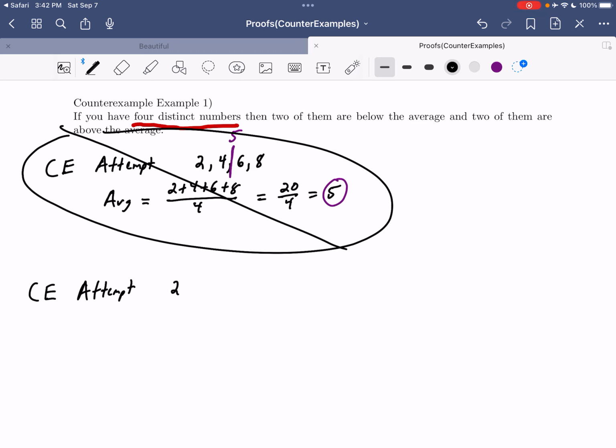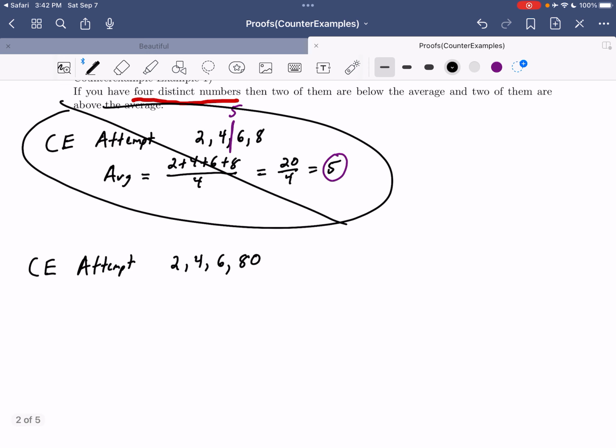So what if we did something like 2, 4, 6, and then instead of 8, we just did 80? So instead of having all the numbers grouped together, we choose them to be very different. If we do the average here, we have 2 plus 4 plus 6 plus 80 over 4. That's 6 plus 6, that's 12, plus 80, that's 92 over 4. And that's going to be 23, right? I think so. Okay, so the average is 23.